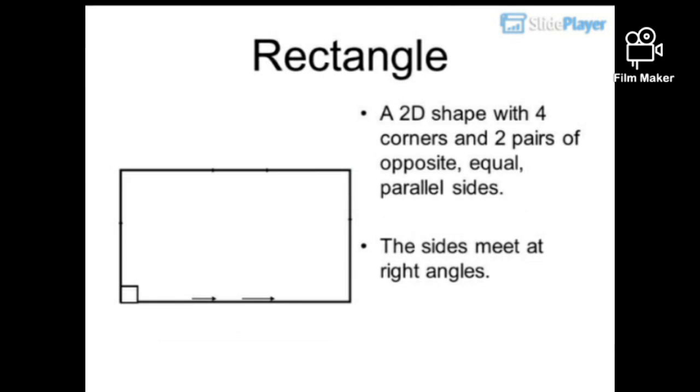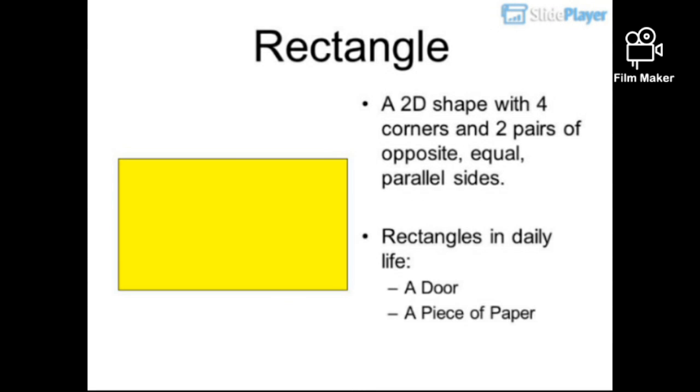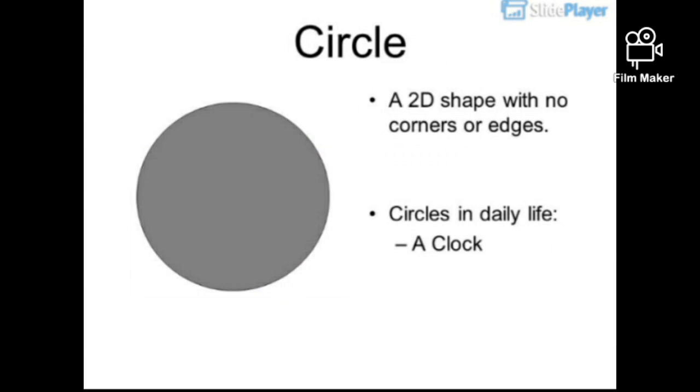The next here is a rectangle. A rectangle is a two-dimensional shape with four corners and two pairs of opposite sides equal. Equal parallel sides as well. The sides meet at right angles. So the opposite sides are parallel to each other and they are equal. Examples of a rectangle in our daily activities are things like a door, a piece of paper, even some tiles as well.